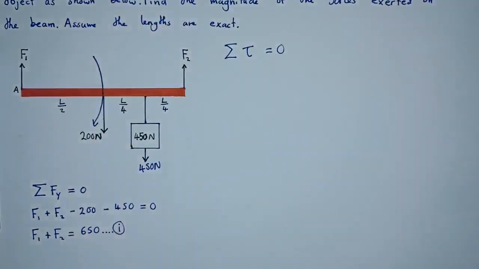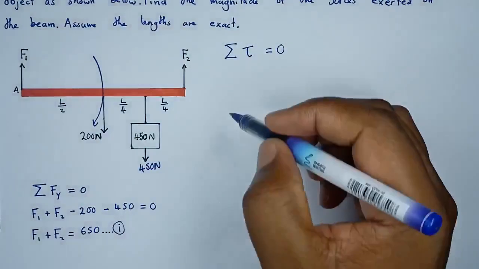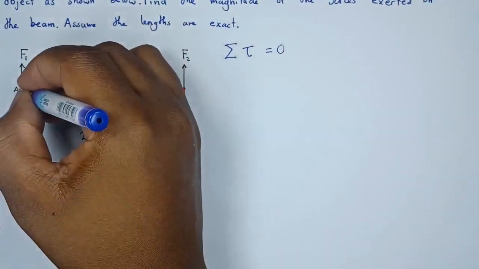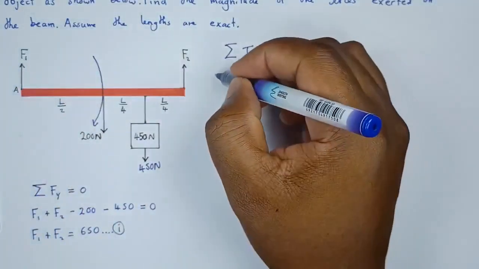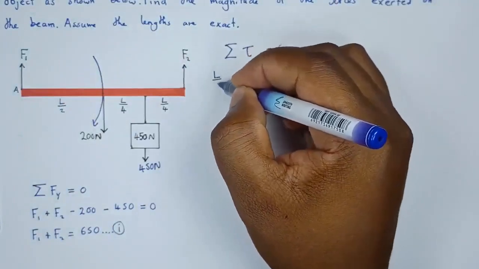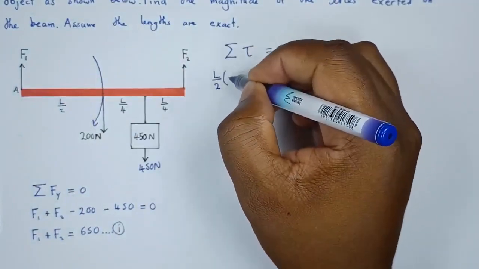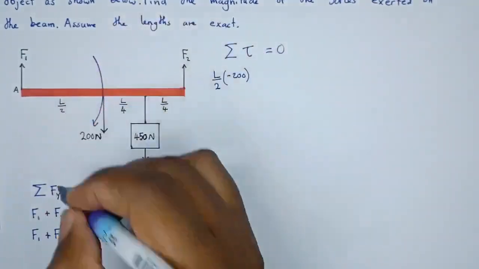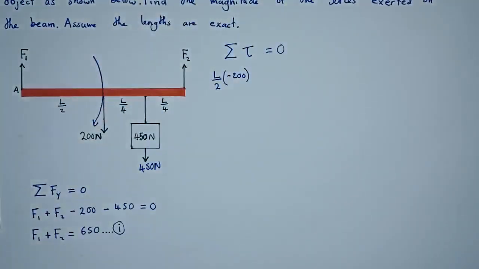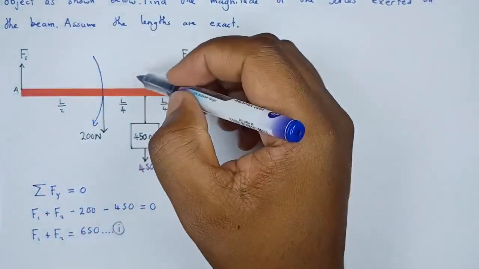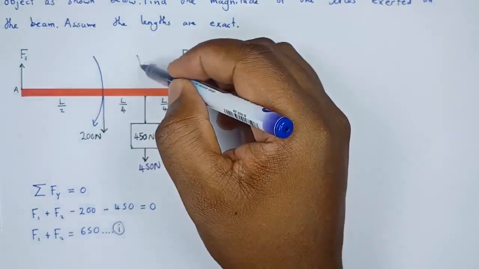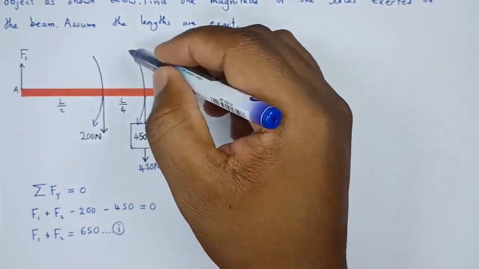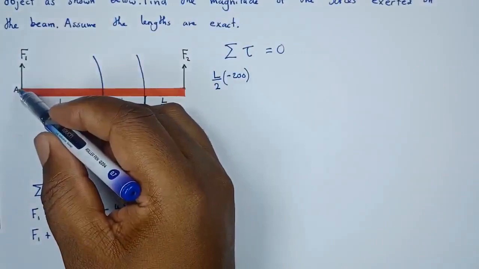Clockwise torque is negative. So what is the distance from the point of rotation? The distance is L over 2. So distance L over 2 multiplied by the negative force, simply because it's going the clockwise direction and clockwise is negative. Let's come to this point. This point will also rotate in this direction. Hence, it is clockwise since this is the rotation point.